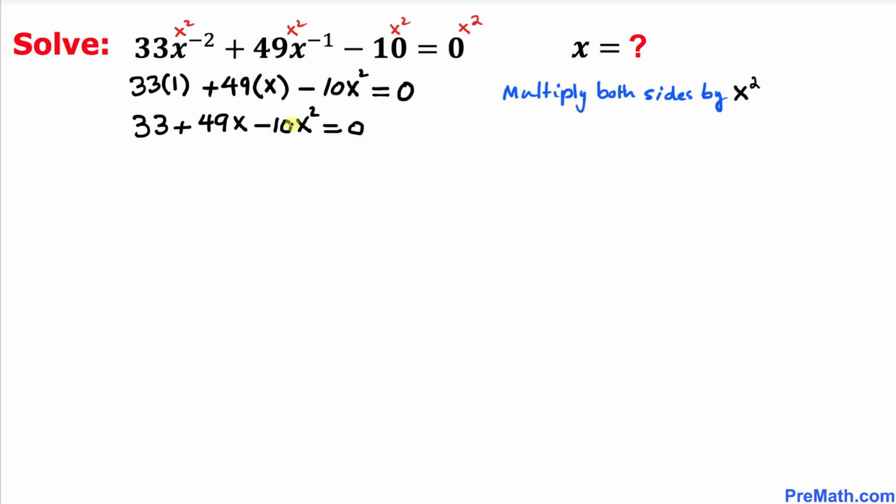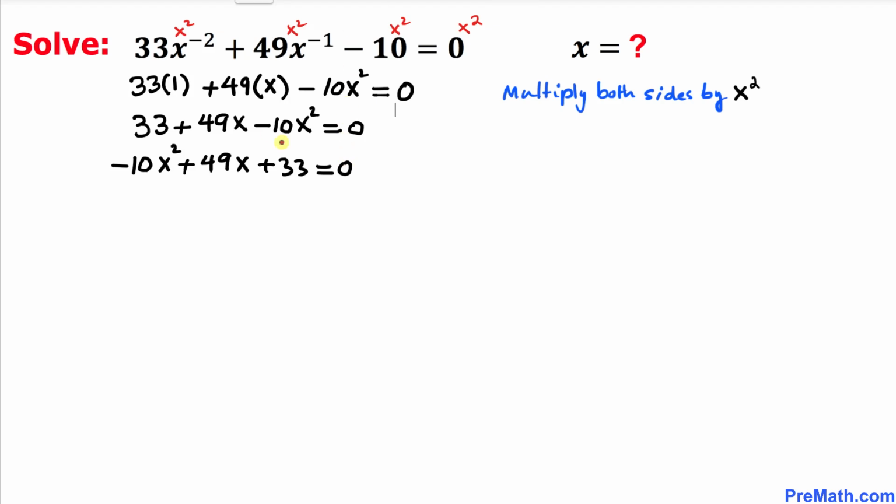And now let's go ahead and put this equation in descending order. That means x squared should come first. So I can write this as negative 10x squared plus 49x plus 33 equals 0.